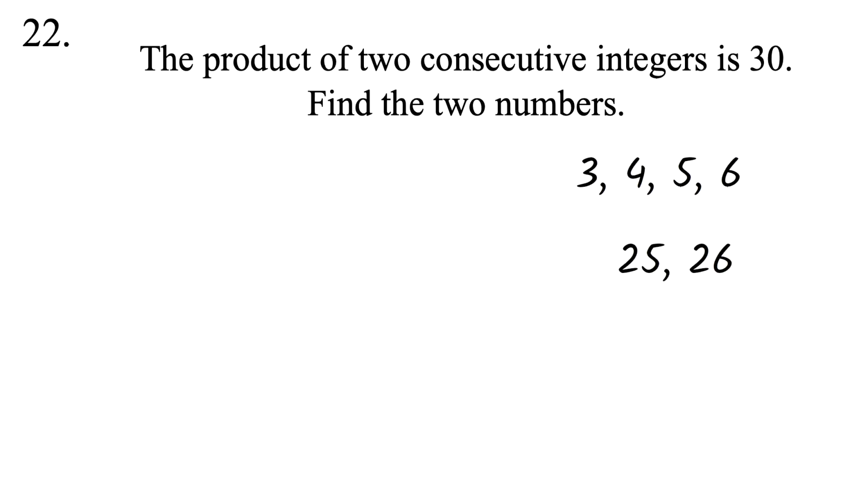So we are looking for two numbers that multiply to get 30. The two numbers must also follow each other. The two numbers are 5 and 6. 5 times 6 is 30. Pretty straightforward if you know your multiplication table.